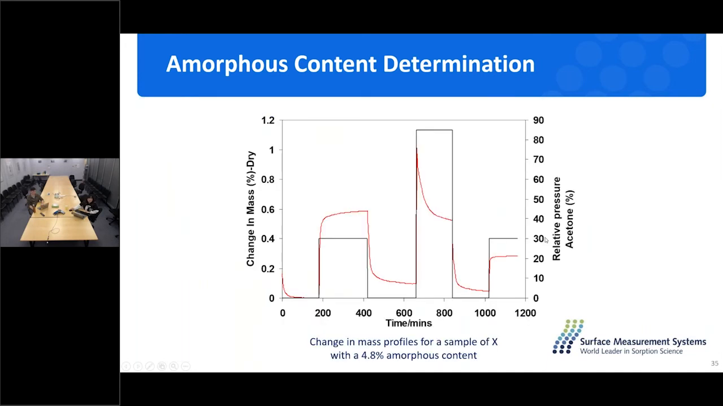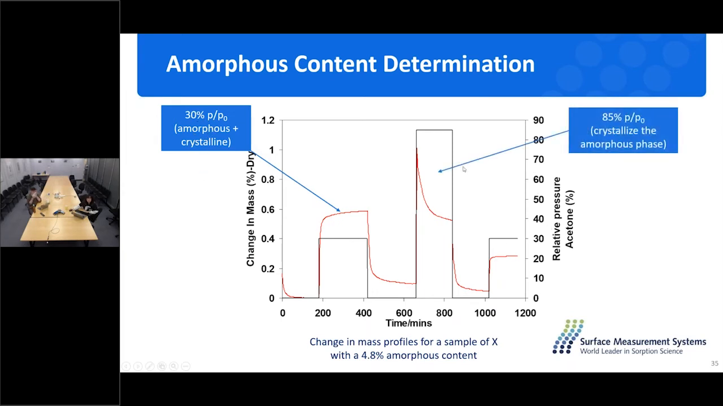And then we design the method with 3 different stages. First, we expose the sample of interest to 30% partial pressure of acetone, for both the amorphous and the crystalline state. And then we expose the sample up to 85% partial pressure of acetone to crystallize all the amorphous phase inside the structure. And at the end, we expose the sample again to 30% partial pressure of acetone. Here it is for the fully crystallized state of the material.